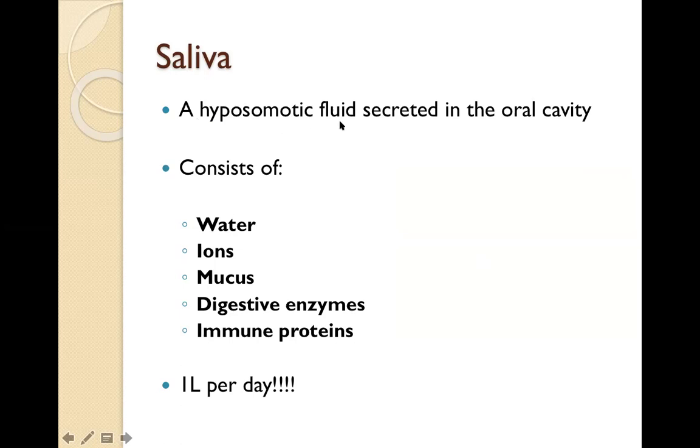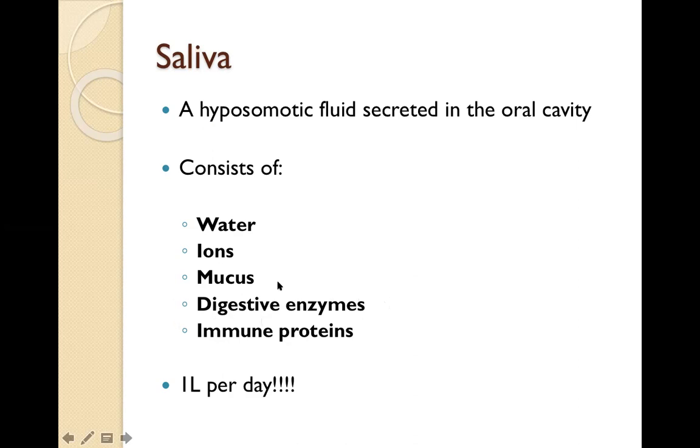Saliva consists mainly of water, but there's also an element of mucus that helps lubricate the food. So you moisten and you lubricate the food. There are some ions within saliva, not as many as you'd find in the blood. And there's actually also a couple of other things. You may have already known that there are some digestive enzymes. Specifically, there's an enzyme that can help break down some carbohydrates.